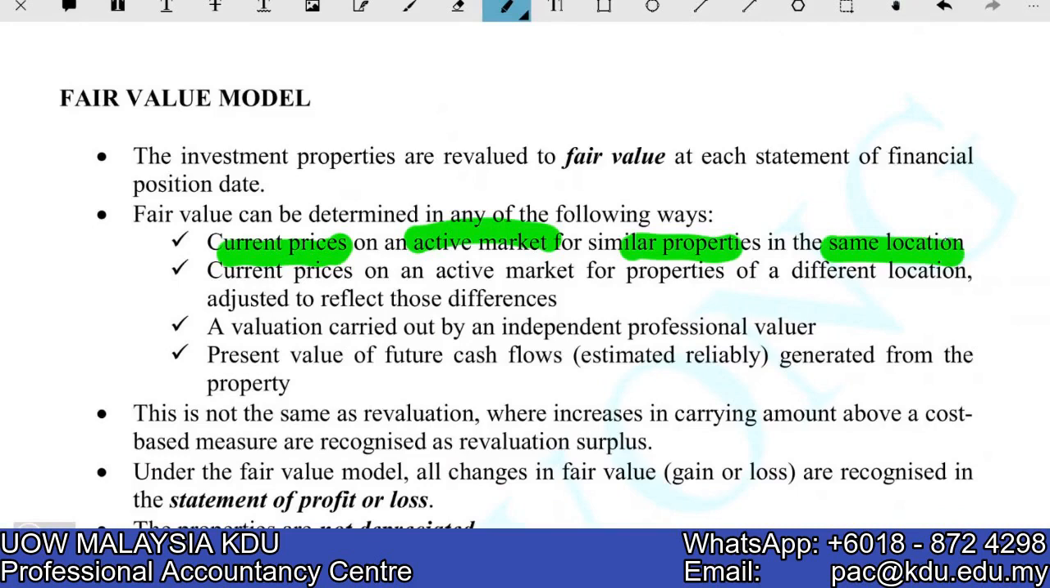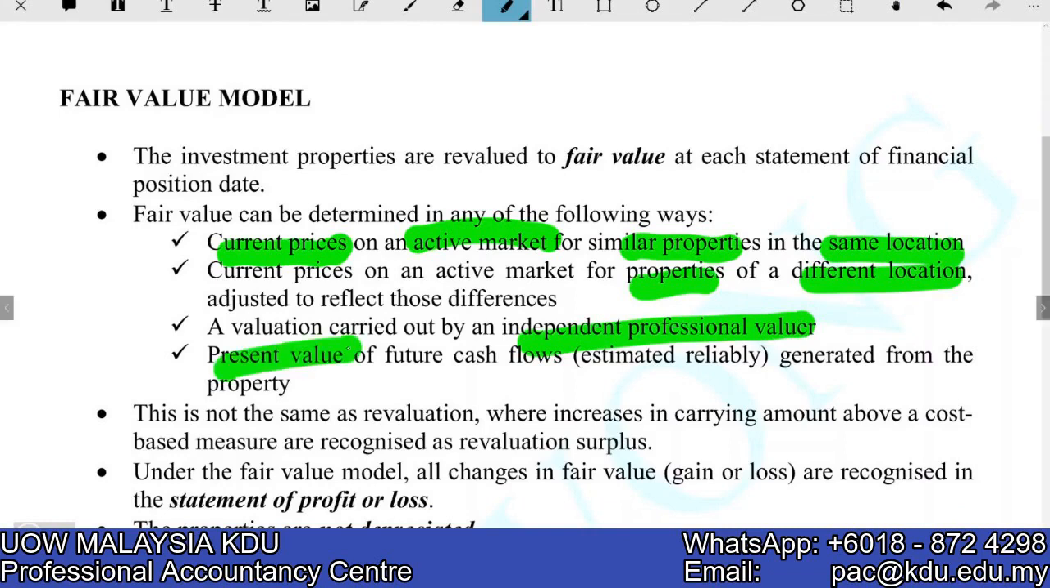Or current prices on an active market for properties where you will not have the same type of property, or we may have the same property but a different location, so we need to adjust to reflect the value. Or we ask an independent professional valuer to come and value my property. That is fair value, right? Or you take the present value of the future cash flows. So all these are ways to determine my fair value, like my market value.